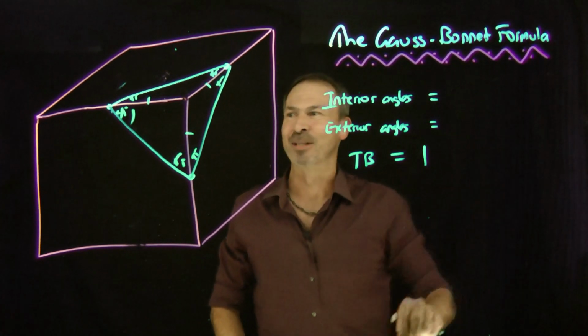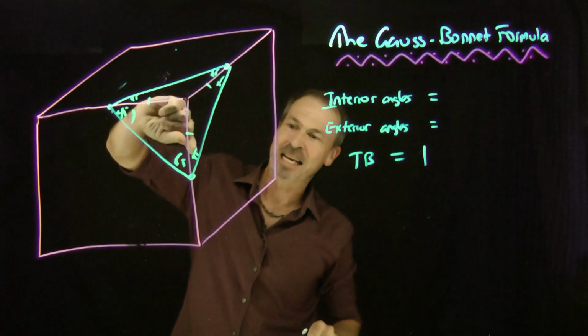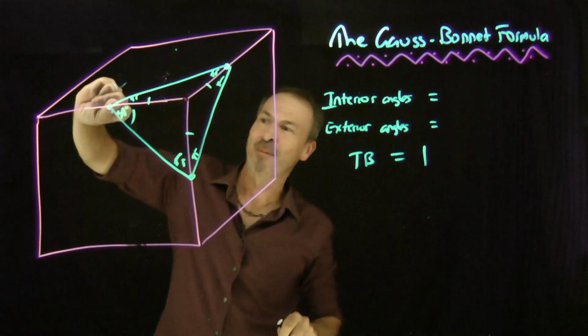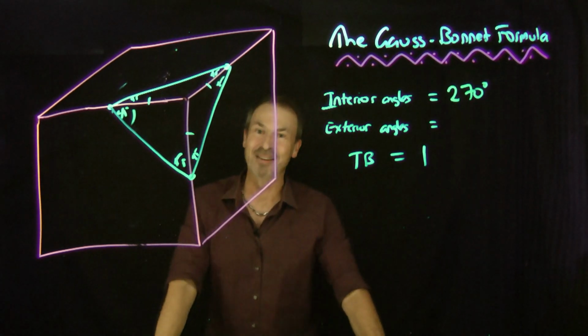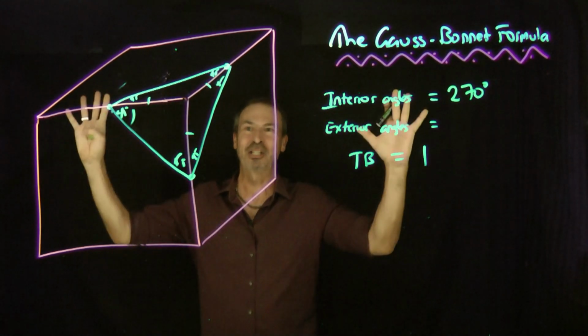Because look at the interior angles. 45 plus 45, that's 90. Plus 45, 45, that's another 90. Plus 45 plus 45, that's another 90. The interior angles add up to 3 90s, 270 degrees. Okay, things are now changing.